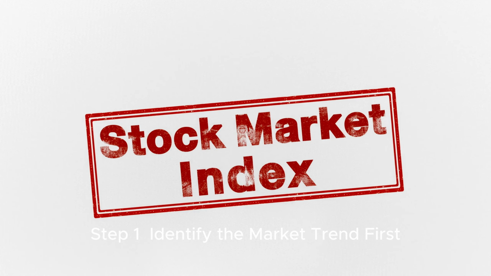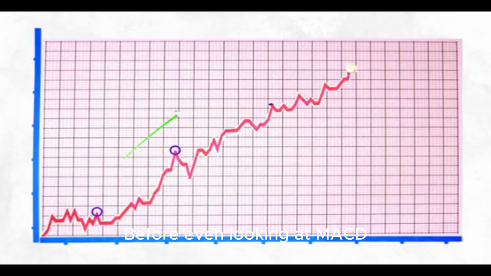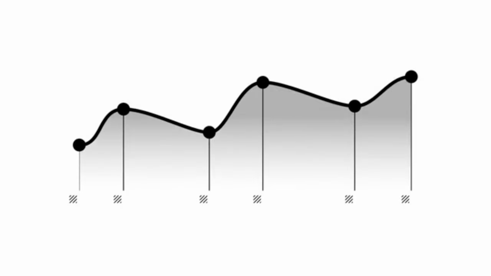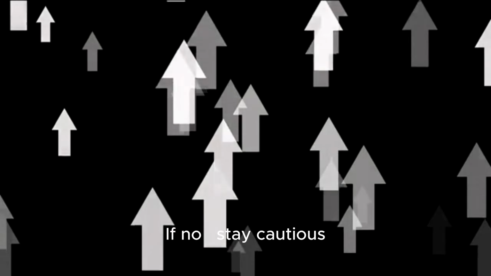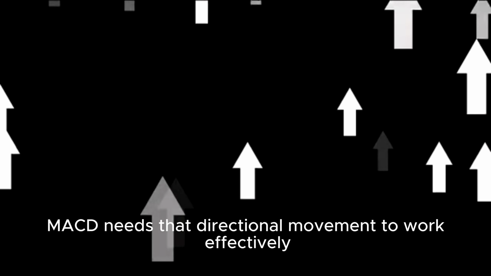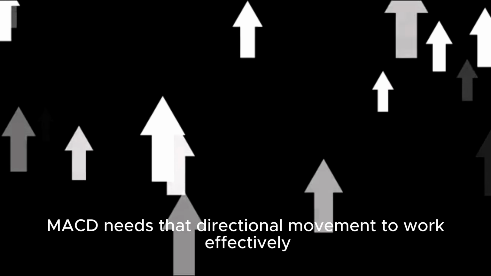Step 1. Identify the market trend first. Before even looking at MACD, zoom out to the 4-hour or daily chart. Are we seeing consistent higher highs and higher lows? If yes, we're in an uptrend. If no, stay cautious. MACD needs that directional movement to work effectively.